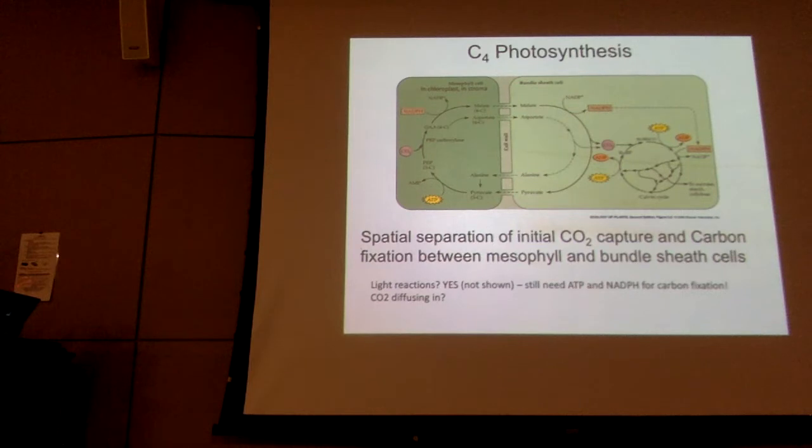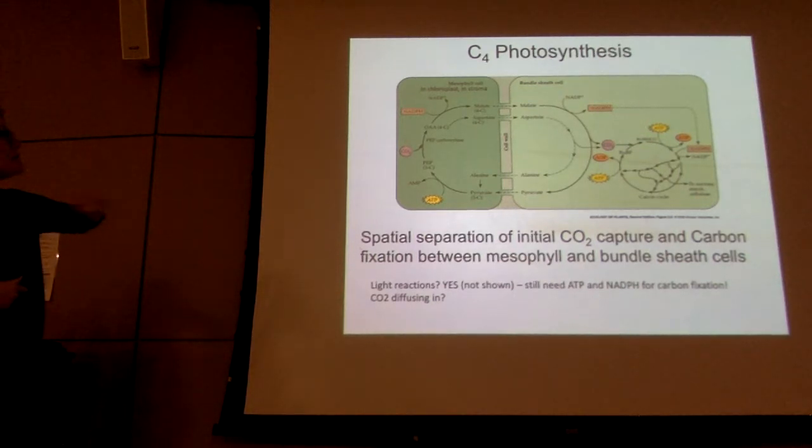Where is the carbon dioxide diffusing in, or is it diffusing in? Is it happening in this bundle sheath cell? Is it happening in the mesophyll cell?